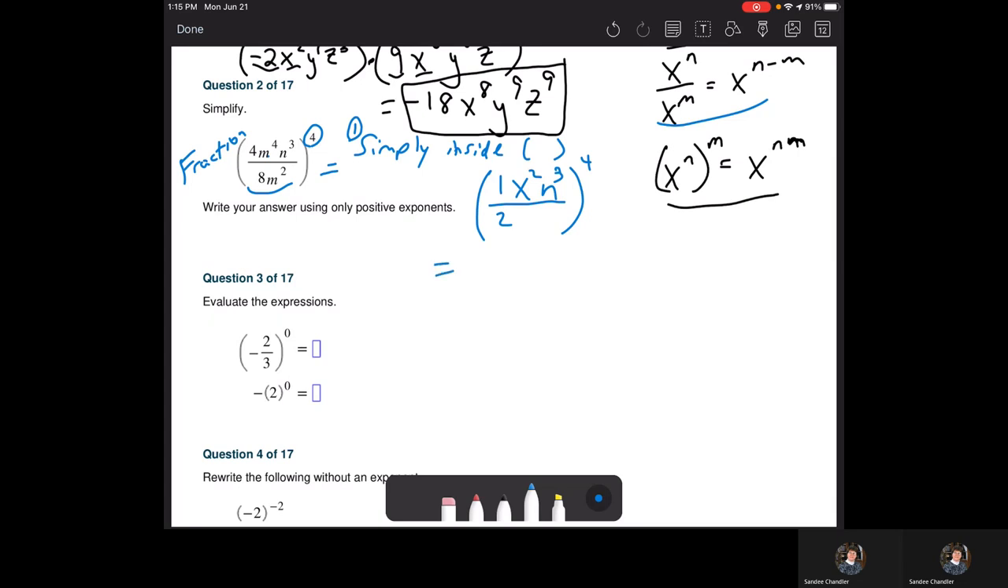So now we raise everything to the 4th power. Well, 1 to the 4th power is just 1, so we don't need to write that first 1 down. M squared to the 4th, we're again using the power to a power rule, which means you multiply your exponents. M squared to the 4th is m to the 8th. N cubed to the 4th is n to the 12th. Then 2 to the 4th is 16.